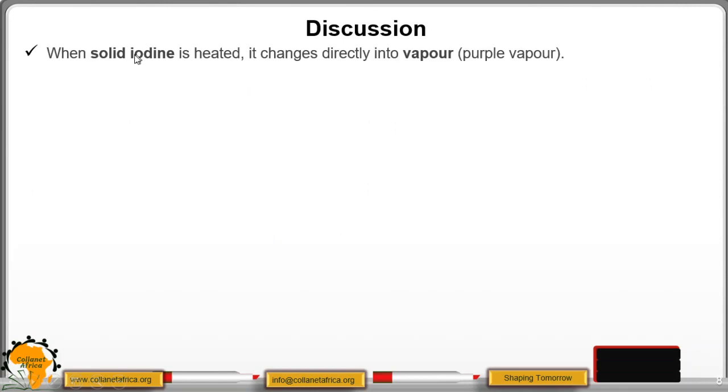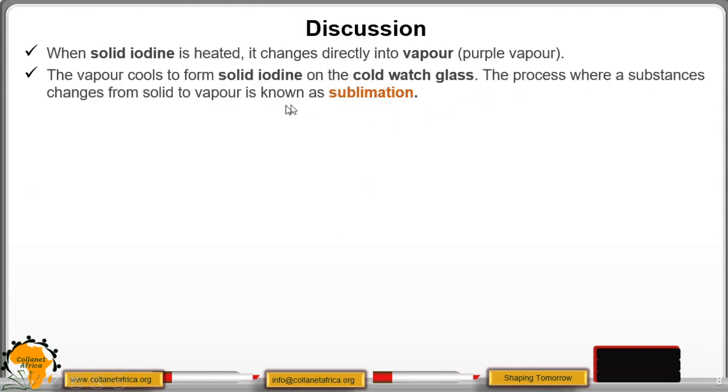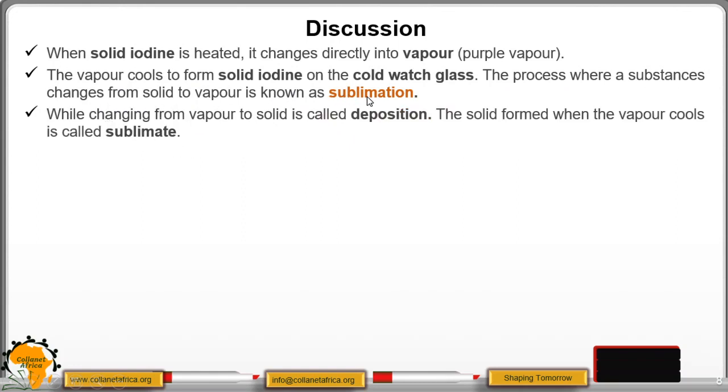Discussion. When solid iodine is heated, it changes directly into vapor, that is purple vapor. The vapor cools to form solid iodine on the cold watch glass. The process where a substance changes from solid to vapor without moving to the liquid state is known as sublimation, while changing from vapor to solid is called deposition. The solid formed when the vapor cools is called sublimate.